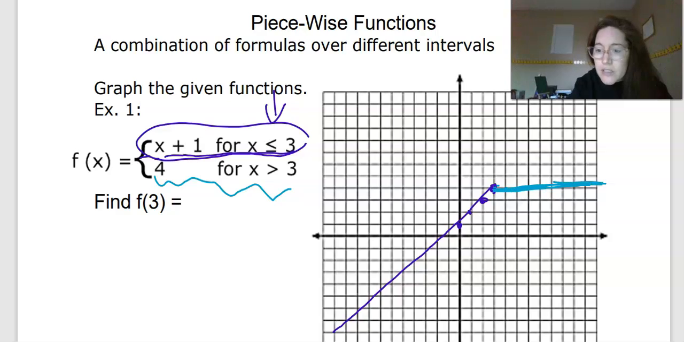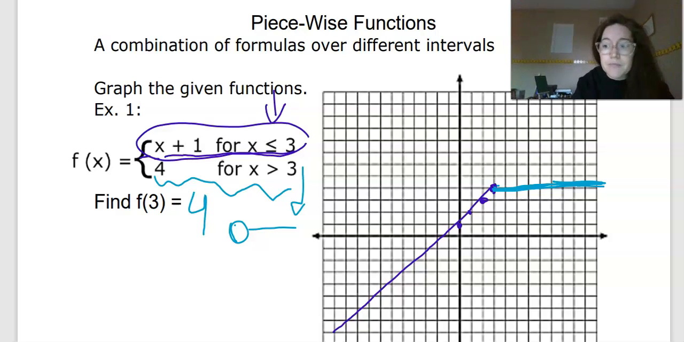Now, technically, this segment right here looked like an open circle, but because that open circle overlapped right where the other solid circle was, it's a filled in point. So f of 3 is 4.